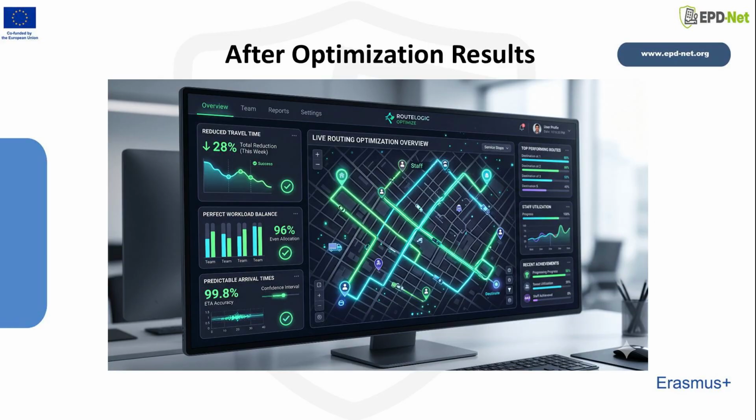Arrival times become more predictable, service delivery becomes more consistent, and the organization gains greater control over daily field operations. This demonstrates the practical value of applying optimization techniques to workforce routing scenarios.